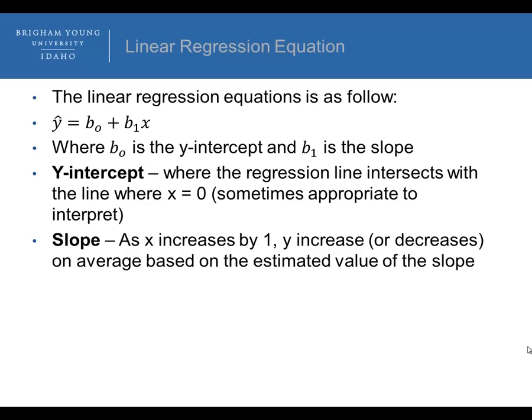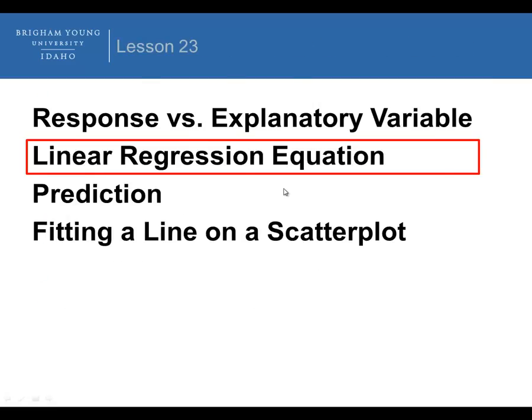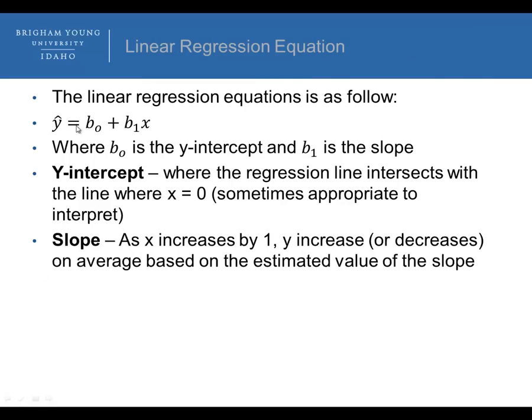The linear regression equation is y hat equals b naught plus b1 times x, where b naught is the y-intercept and b1 is the slope. You've seen something similar before, y equals mx plus b, the slope-intercept form of an equation. Now we'll deal with this with a statistical bent, where we take some data and try to fit a line based on that data.